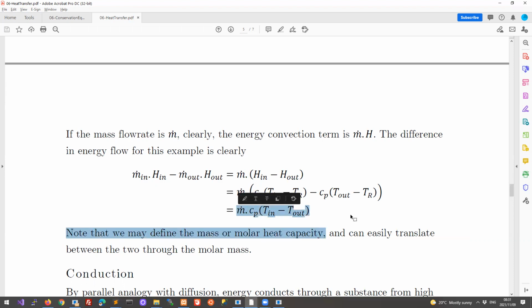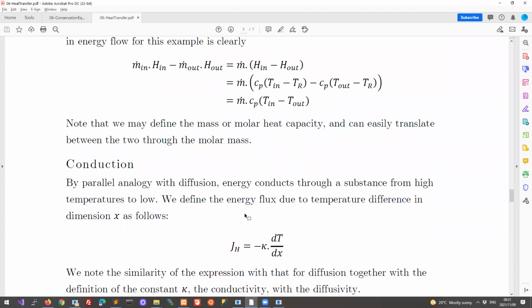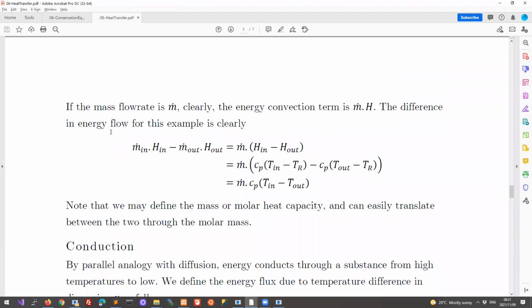So we can group all of this together like this. We can say overall that the net change of energy due to flow is going to be the flow rate multiplied by the temperature difference multiplied by the heat capacity. Okay, and then that covers for us the change in energy due to flow rate.